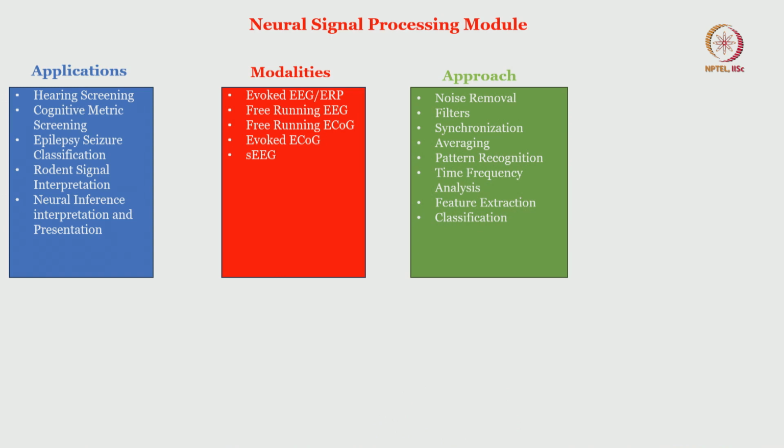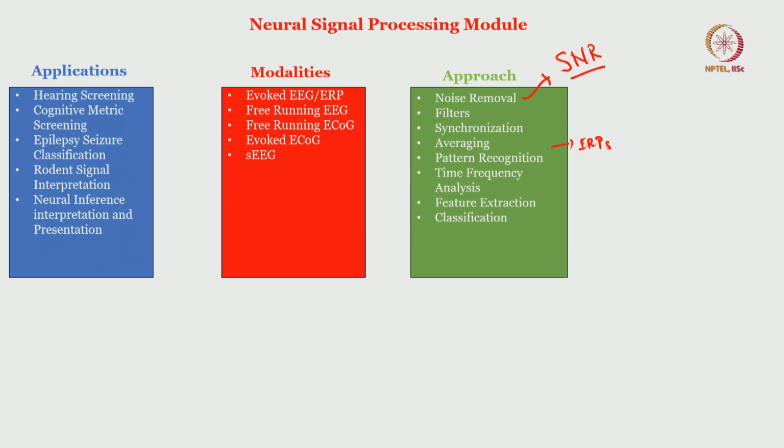Some of the basic mathematical aspects I have written here: noise removal, filters, synchronization, averaging. Averaging is specifically used for ERPs, right? Noise removal is a very important thing, to know what is signal and what is noise. It is quantified by signal to noise ratio. You have some signal. Now on noise removal alone we can talk for hours.